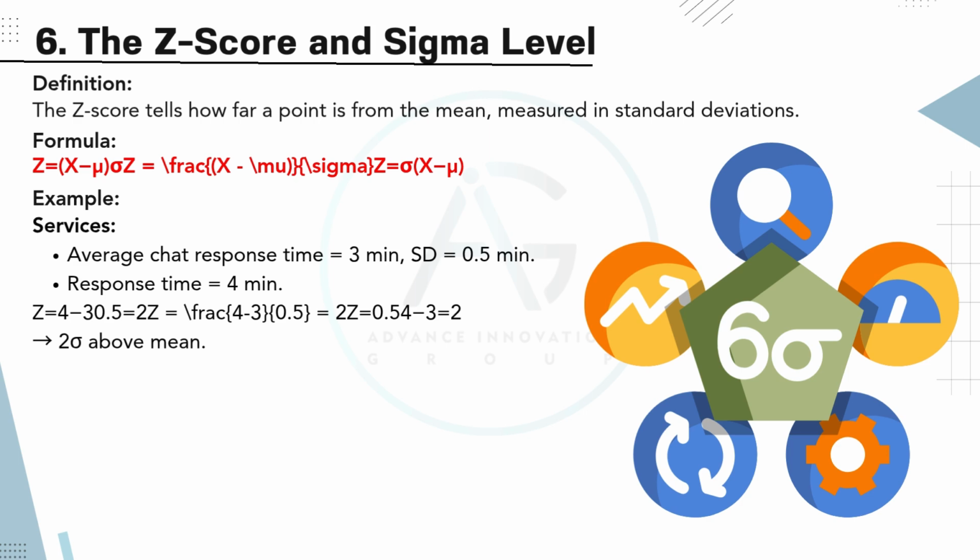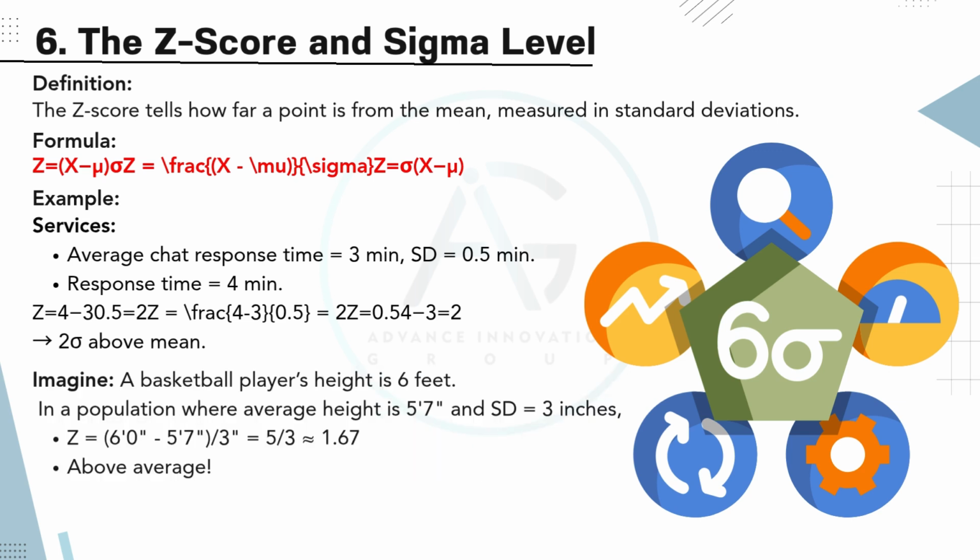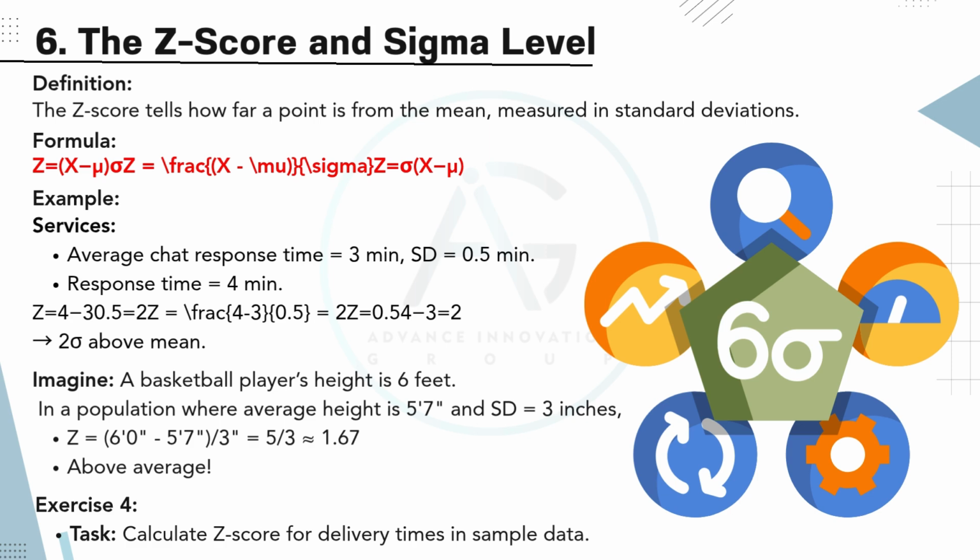That is 2 sigma above the mean. Imagine a basketball player's height is 6 feet. In a population where average height is 5 feet 7 inches and standard deviation equals 3 inches, Z equals (6 feet 0 inches minus 5 feet 7 inches) divided by 3 inches, which is 5/3, approximately 1.67 above average. Exercise 4. Task: calculate Z-score for delivery times in sample data.